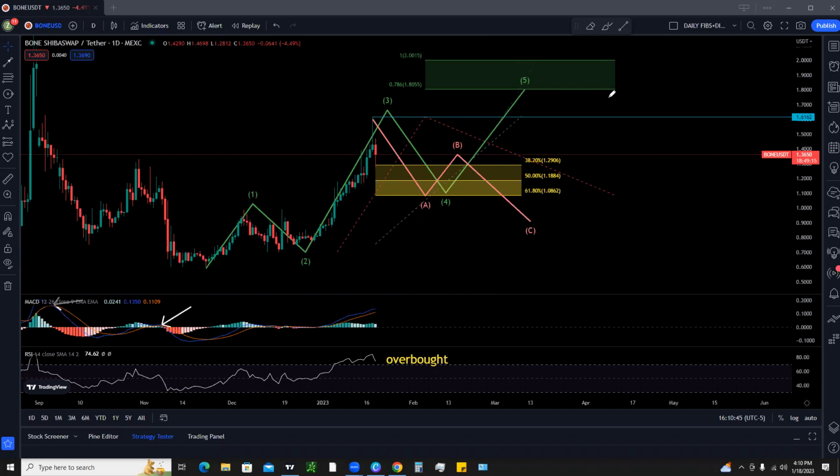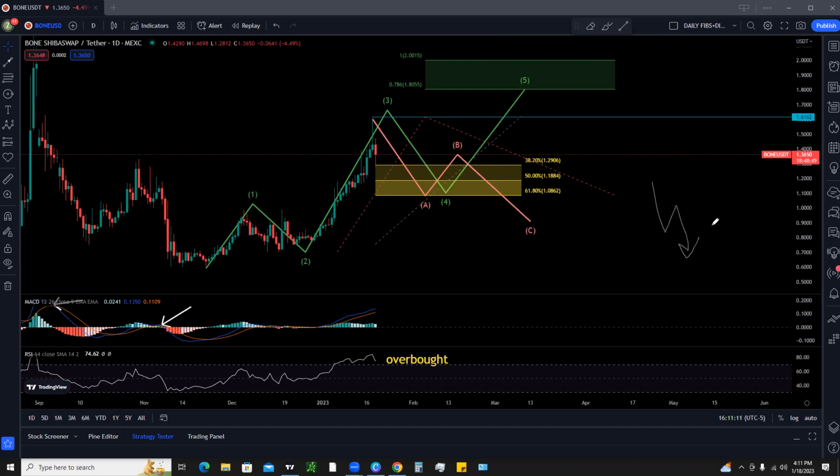Now, if we get a pullback, which there's a couple of reasons that we might, I'll go over that. We need to hold these three levels right here. These are the fib retracement levels, the 38.2, 50%, and 61.8. These are the three most common and most respected retracement levels there are. Nothing moves in a straight line up and nothing moves in a straight line down. You get a move up, retracement, and continuation up higher, or a move down, retracement, continuation lower.